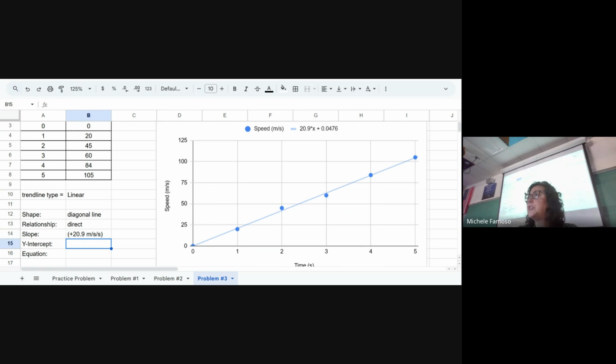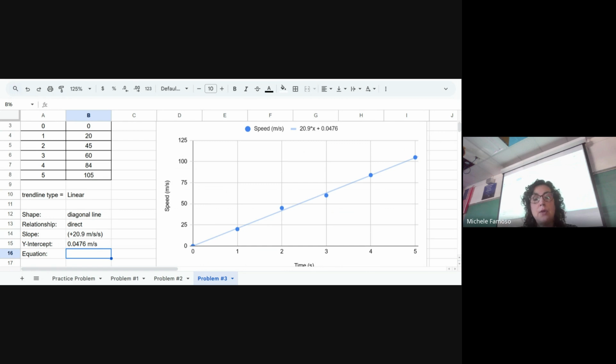Okay, how about the y-intercept? Get it from the equation. Nathan, can you help me with that y-intercept? And the unit? Excellent, M/S. I know it looks like it's exactly 0, but based on the equation, you can tell it is not exactly 0. So that's why we have to use the value it gives us.